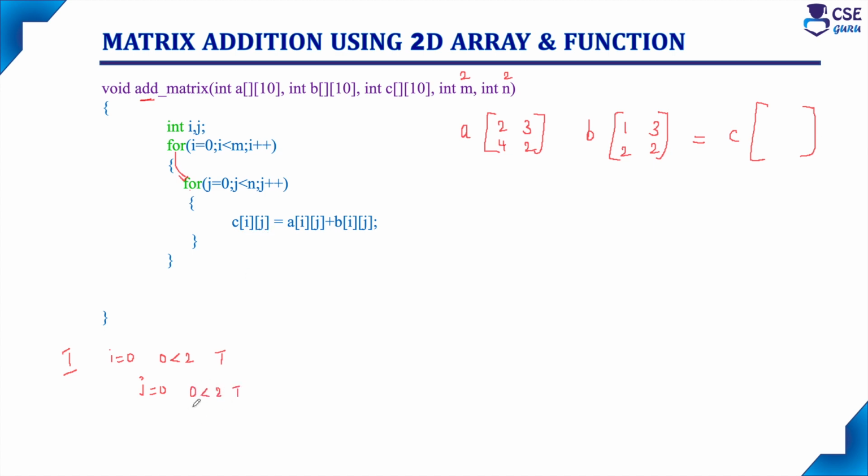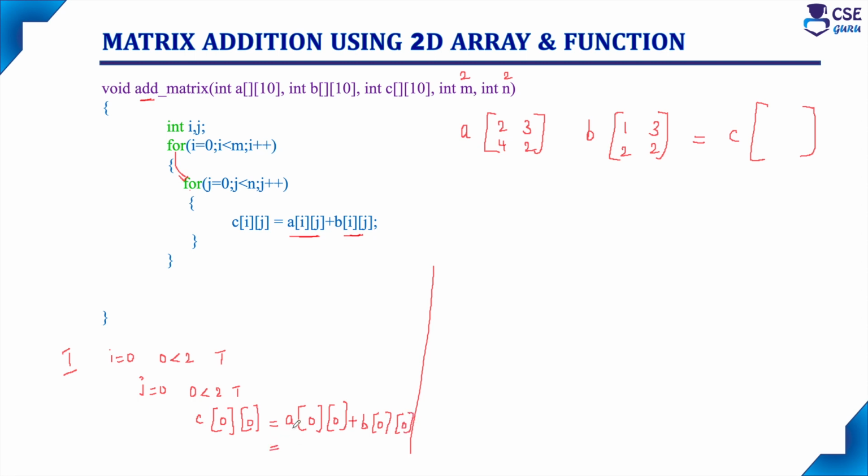C of I comma J. So, C of I is 0, and J value is also 0. Okay. Equal to A of ij plus B of ij. That is A of ij, I is 0, J is also 0, plus B of I is 0, J is also 0. Okay.